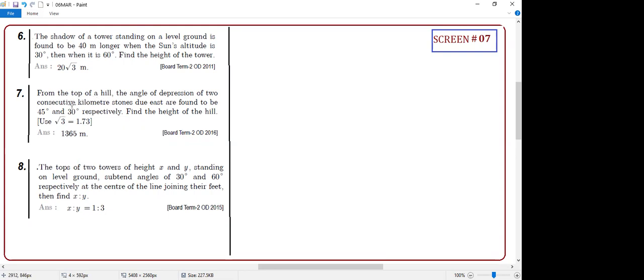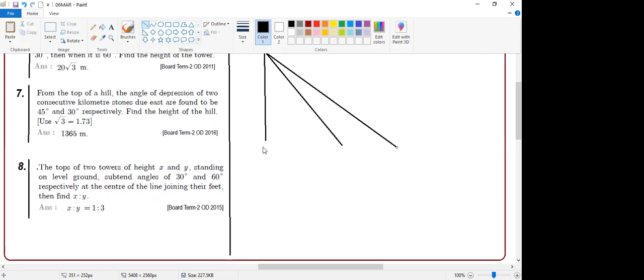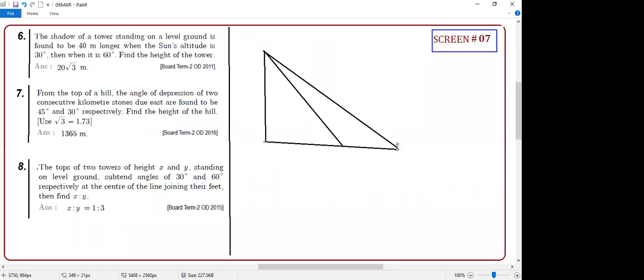And from this one, okay. This is a hill, okay. From the top of the hill, the angle of depression, 2 consecutive stones. Guys, do you know what is this one? Kilometer stones, right? When you are traveling on the road, guys, right? In the main road, they will put some city name or place name. They will mention that it is having 20, which means from that place where you are, it is having 20 kilometer distance. Correct or not? Yeah, sir.